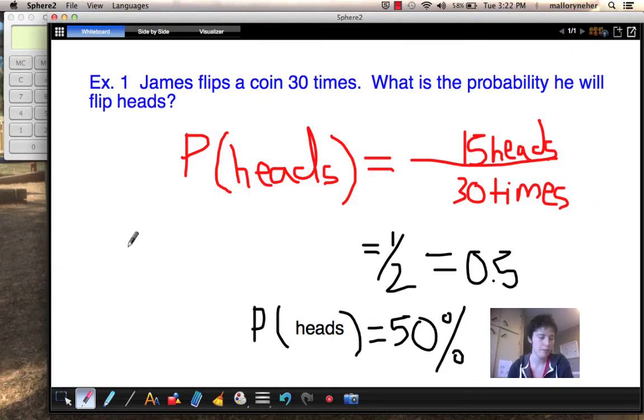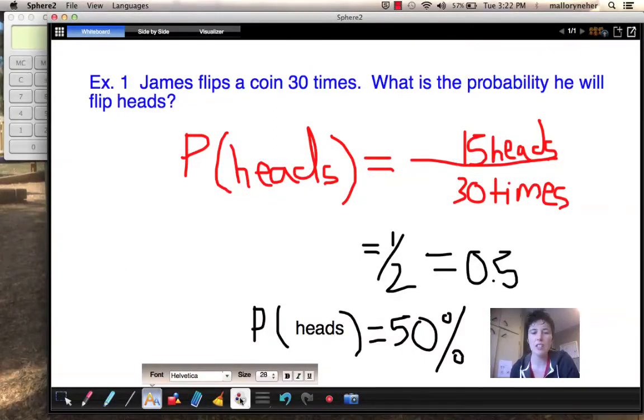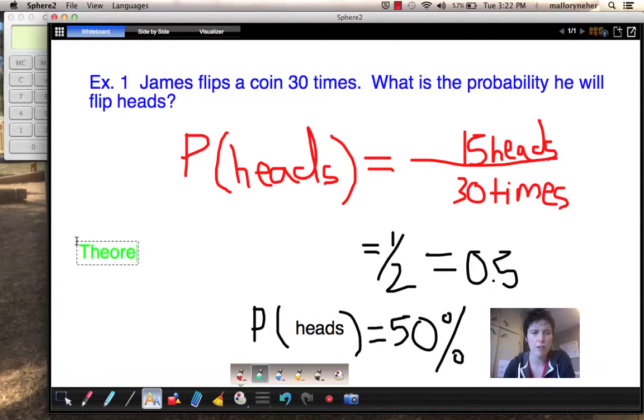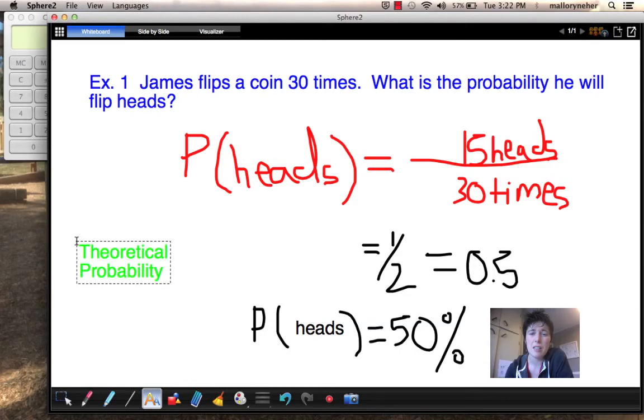What I just did here is called a theoretical probability. I just calculated a probability using math. So we're going to write that over here. Theoretical probability. You should write those words down. Theoretical probability means mathematically I calculated what are the chances of getting heads. Out of 30 times, I probably will get heads about 15 times, 50% of the time.